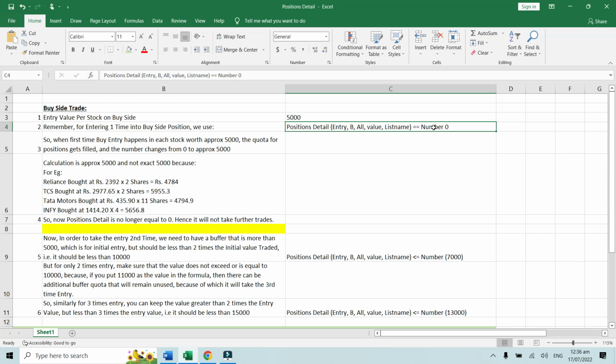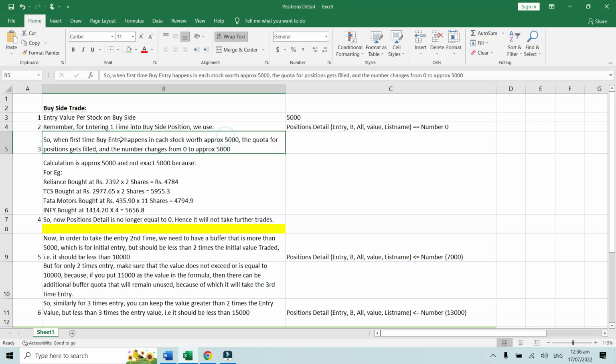Whenever it takes a trade, automatically this number will be filled, right? For example, if shares get traded for worth 5,000 rupees, then this positions detail number will be around 5,000. It will not be 0. That's the reason it will restrict the trade the second time when we use this particular formula, that is positions detail entry by all value list name is equal to number 0.